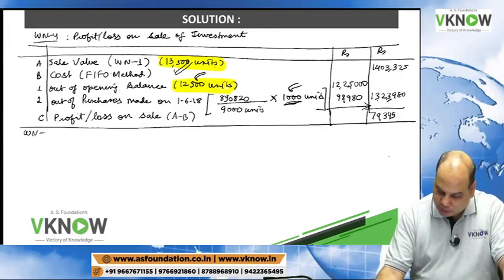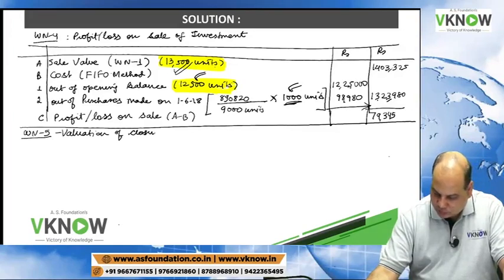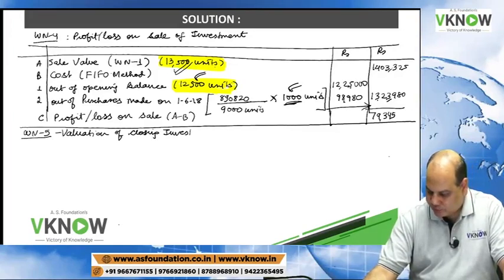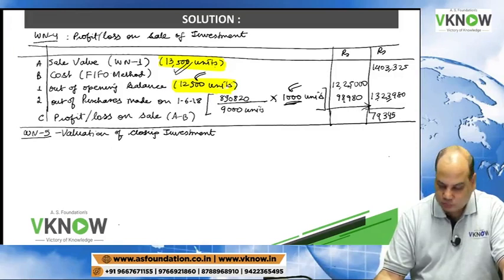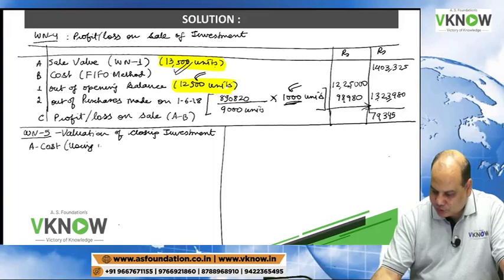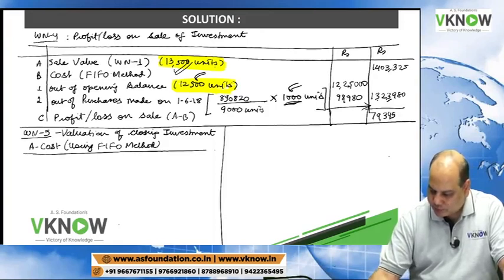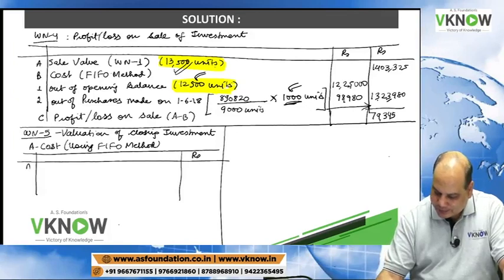One more working note 5, write down: valuation of closing investment. First, we will calculate cost using FIFO method. Right hand side, rupees, A.